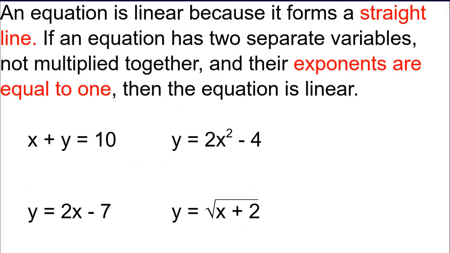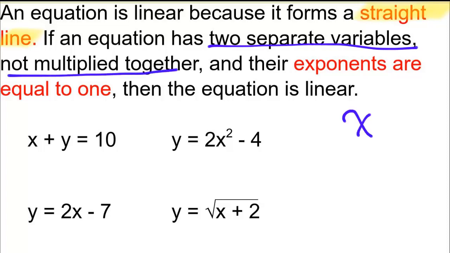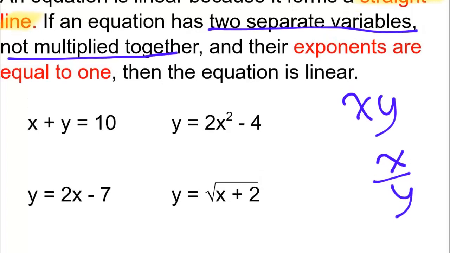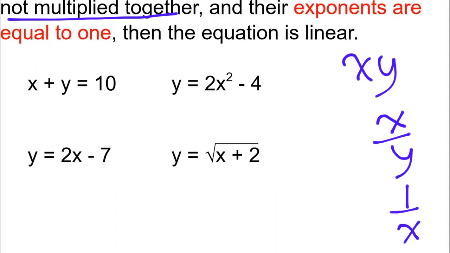We want to be able to identify an equation as being linear or nonlinear. And one of the easiest ways on a graph is that it will form a straight line. So that's what we have indicated here. But if we're looking at the equation itself, there are a couple other ways we can tell as well. Basically we have two separate variables and they cannot be multiplied together. In other words, they can't be like x times y, or x divided by y, or you can't even have the variable itself in the denominator. So these are not allowed. Those are not linear relationships.